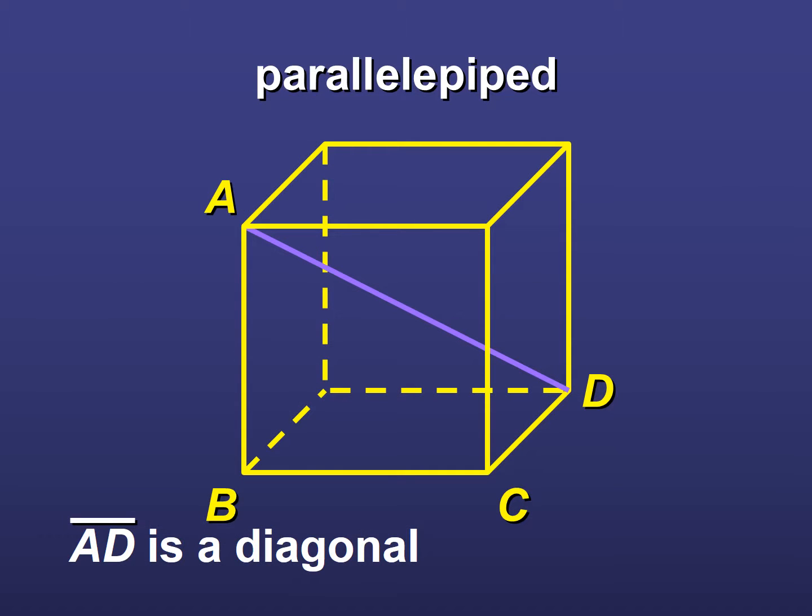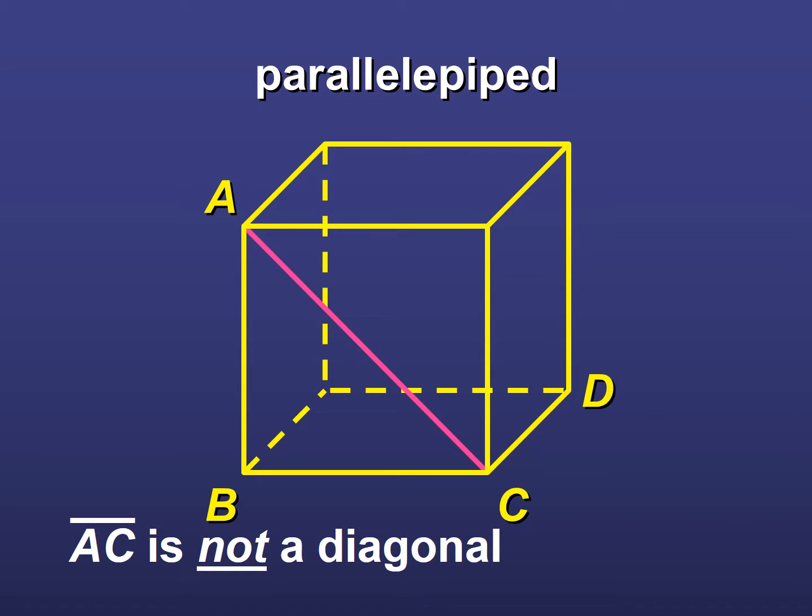Here's an example. You see segment AD, how it's traveling through the hexahedron. That's what we call a diagonal. So segment AD would be a diagonal because it's connecting vertex A and vertex D, but vertex A is not on the same face as vertex D is.